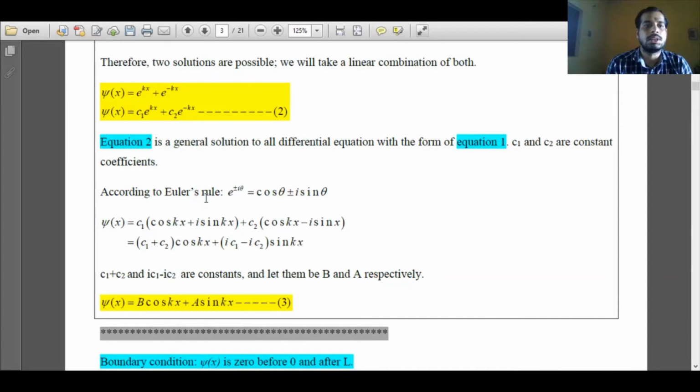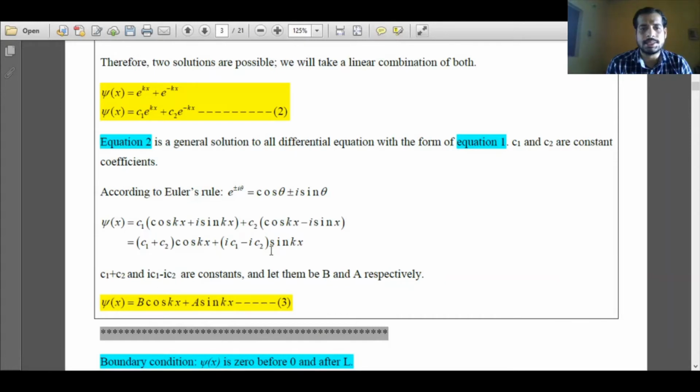Then for e to the power kx, if I expand in terms of Euler's rule, I will write cos kx plus i sin kx. Similarly, e to the power minus kx can be expanded as cos kx minus i sin kx. If I rearrange, I will get (C1 plus C2) cos kx plus i(C1 minus C2) sin kx. Again, C1 and C2 are constant coefficients. So I'll assume that C1 plus C2 is another constant which is equal to B, and i(C1 minus C2) is another constant which is equal to A.